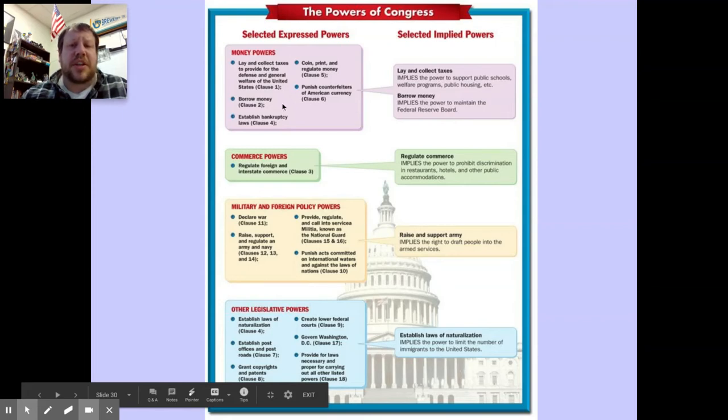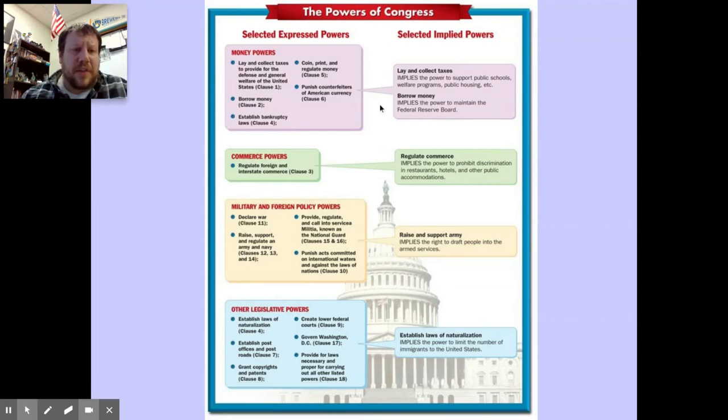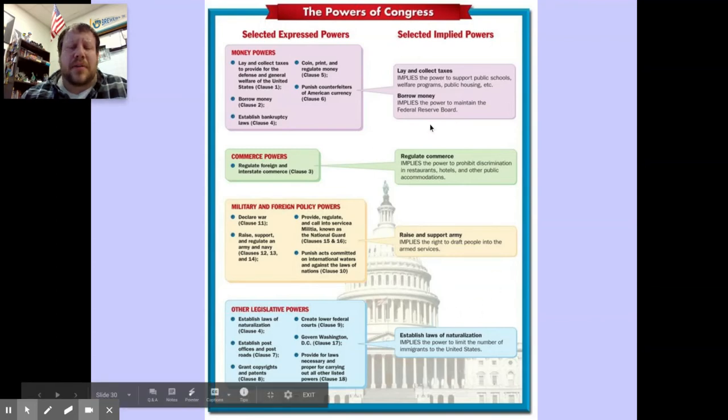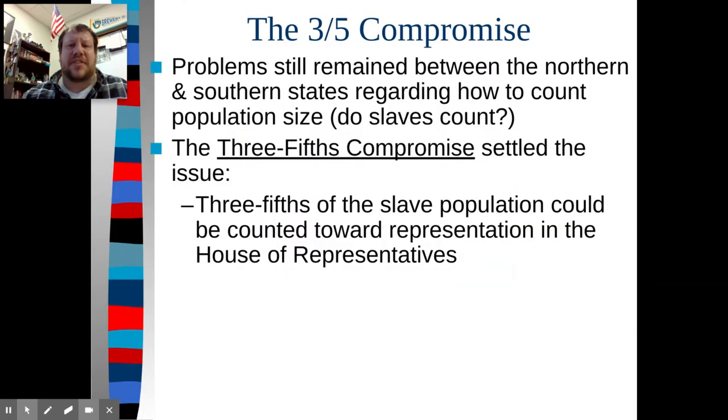So we'll see our express powers that are in Article 1, Section 8 of your Constitution. If you have me in regular government class, we talk about how important that section is. And I want you guys to look at that as we go through it. And then here we got these implied powers that just because it's there, we can kind of do it. Okay, we kind of take the extra part to it.